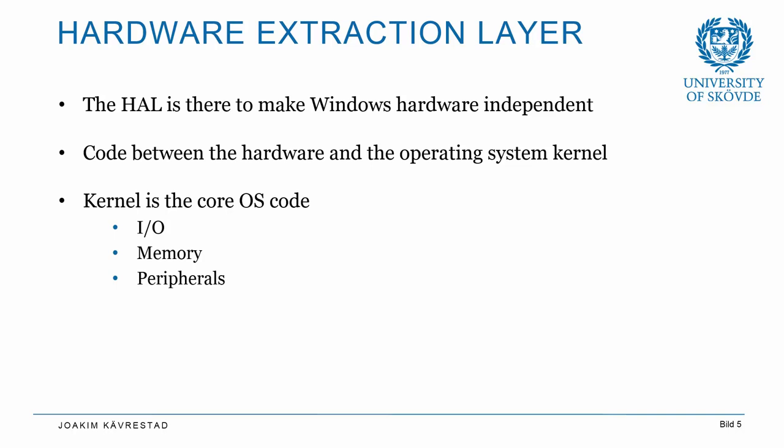So the HAL is code that is between the hardware and the operating system kernel. And the kernel is the core operating system code that handles input-output, such as input from a keyboard or mouse, output to a screen or to an audio device, stuff like that. The kernel handles the memory, and it handles peripheral stuff like a webcam, mouse, and whatever as well.